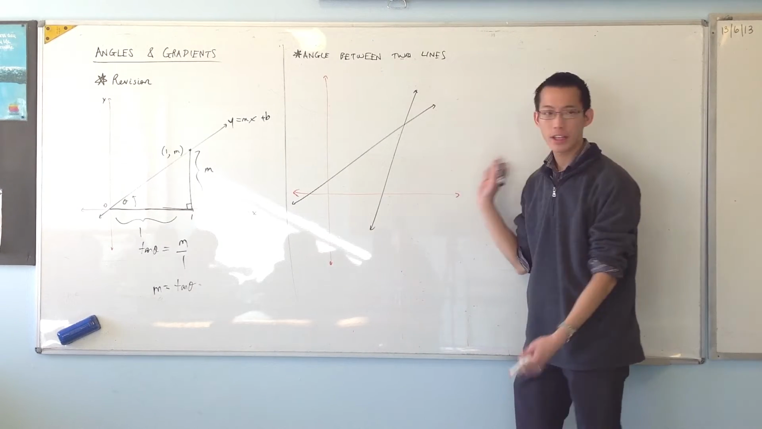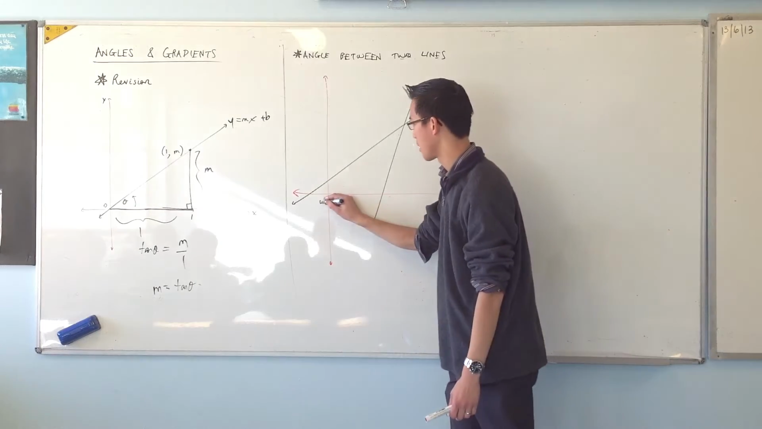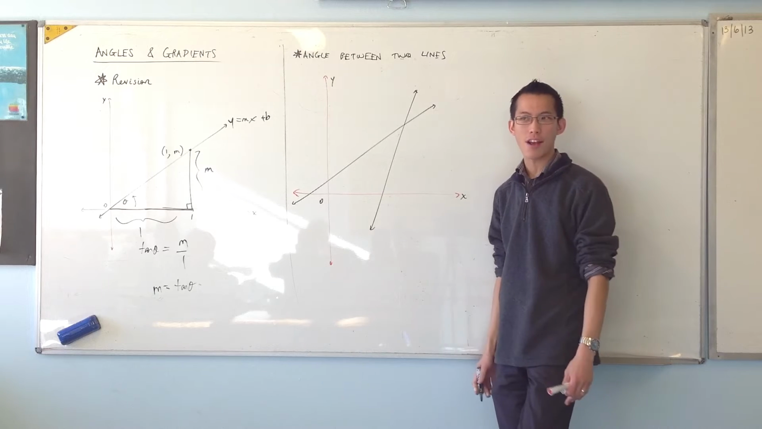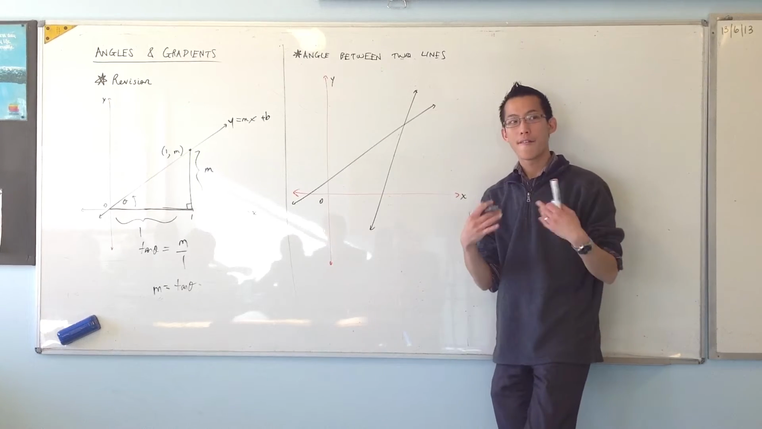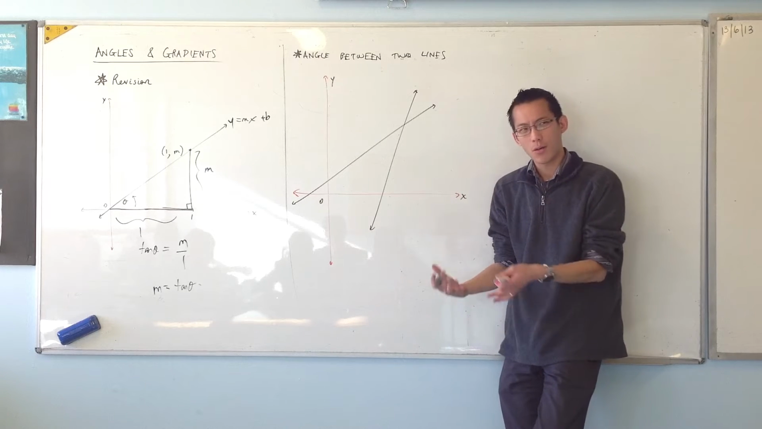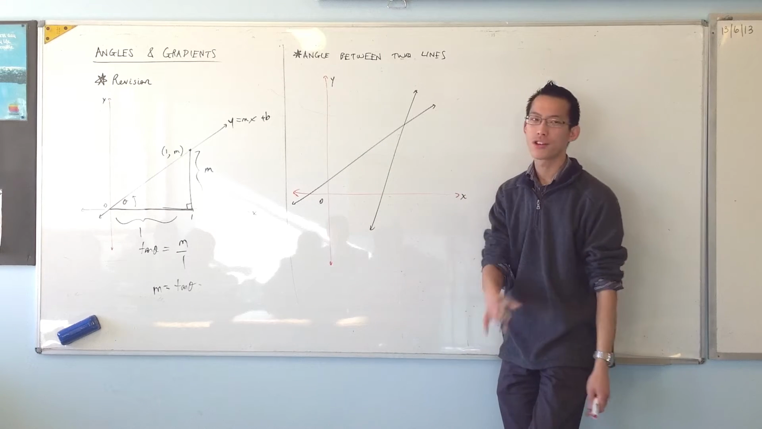Now, when you're looking at these two lines, I should put some extra things on my axes. Generally what they're looking for is the acute angle. In fact, the question will usually be phrased, find the acute angle between these two lines. Occasionally they'll want the obtuse angle, but I'll show you how to get that later on.